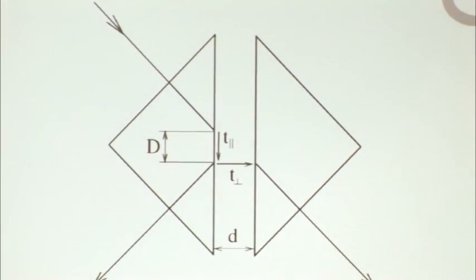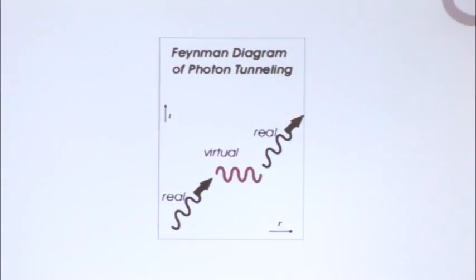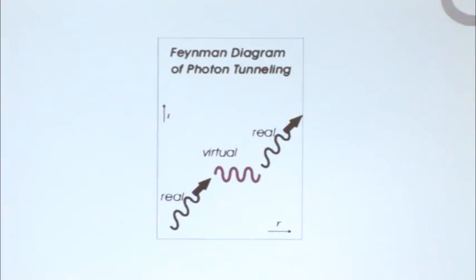And again, another sketch of it. And again, the real photon, and within the gap, the virtual photon, which is not measurable. And when it comes out, again, the real photon. This is what we can measure.